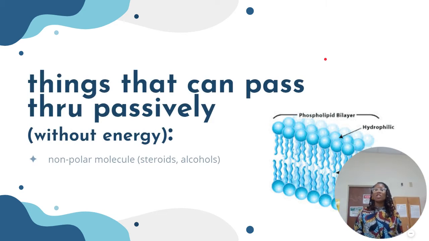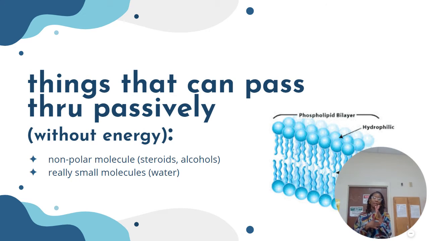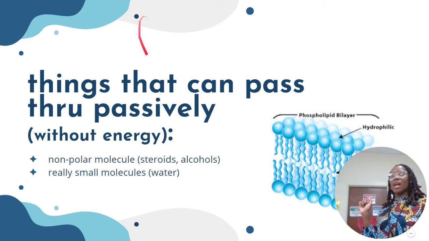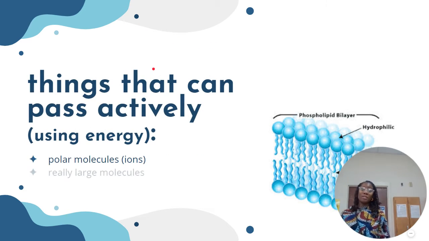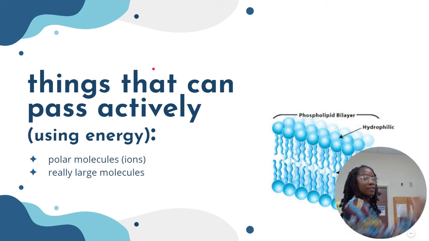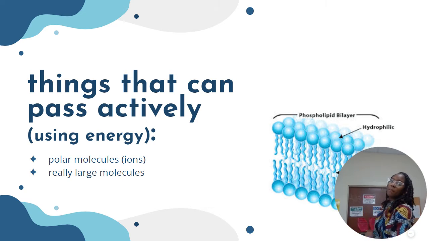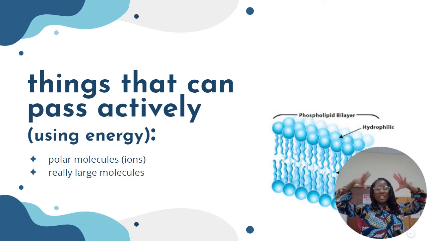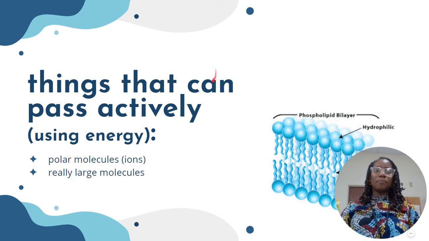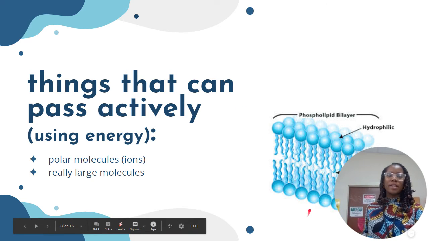Yeah. So there are things that can pass through the membrane easily. They can walk through. They're on the list. Those are nonpolar molecules and really, really small molecules that are just going to sneak on through. Then there are things that can pass actively, which means that they have to use energy, right? If something is active, it's using energy. That's going to be things like polar molecules and really, really large molecules. So again, remember that we're talking about things that are passing through this, okay? Passing through that bilayer, or passing through a protein channel.